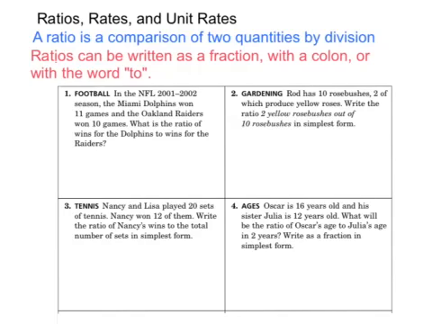Ratios can be written three ways. First, it will look like a fraction. Second, it could have a colon in between the two numbers. Or third, it can have the word "to" in between the two numbers.